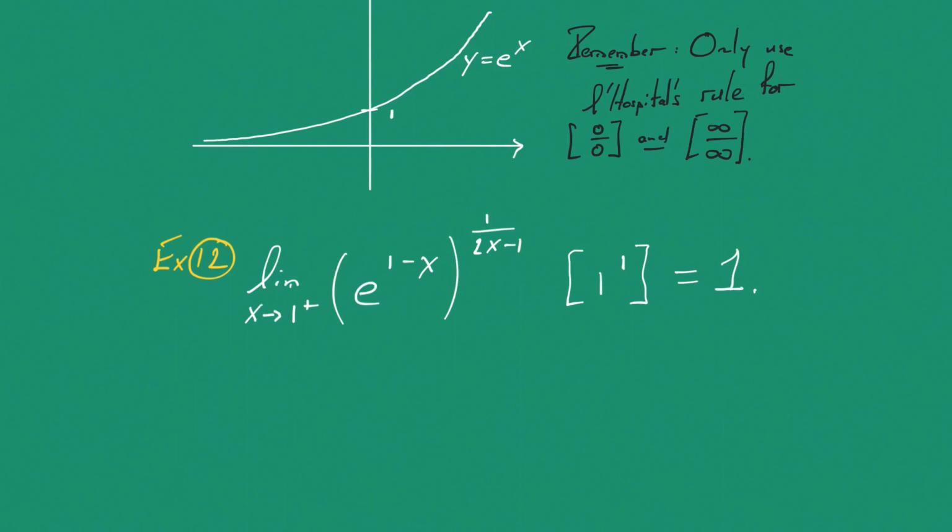So the lesson here again is only use L'Hopital's rule for indeterminate forms of type 0 over 0 or infinity over infinity, or for one of our other types of indeterminate forms, and then you apply L'Hopital's rule after turning the limit into a limit of one of these two types.